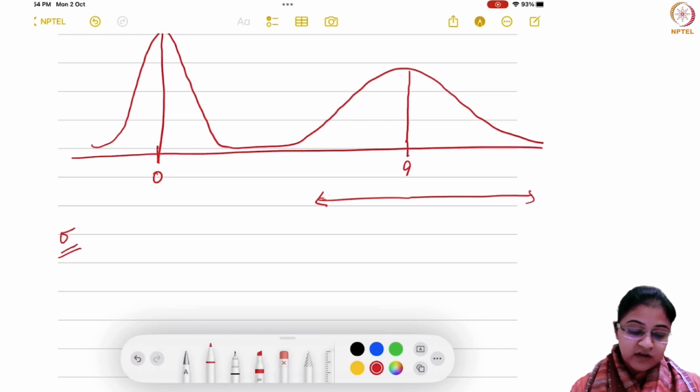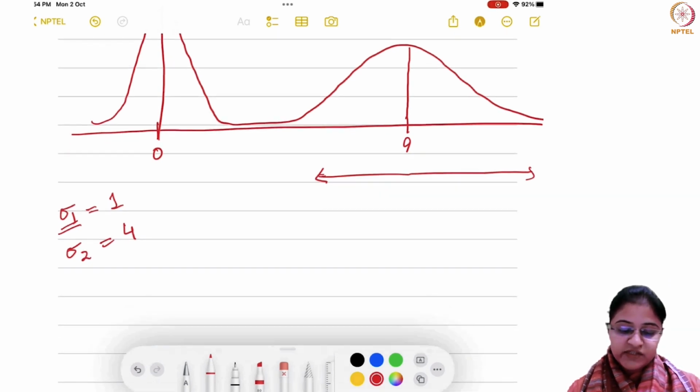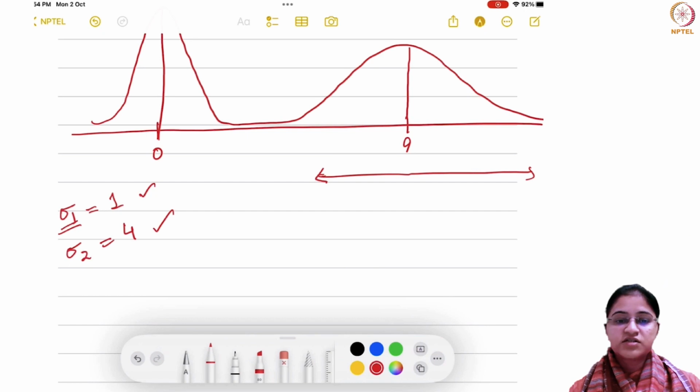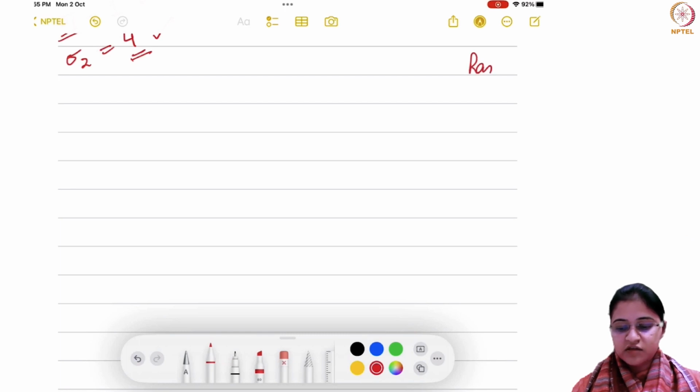Likewise, if sigma 1 is given to you as 1 and sigma 2 is, suppose, 4, then by just looking at this, you can understand that the one which has a higher standard deviation, the observations are going to be more far away from the mean as compared to the first one. So we talked about range, we have seen what is the formula for that, and then we have seen IQR, and now we have seen the variance also.